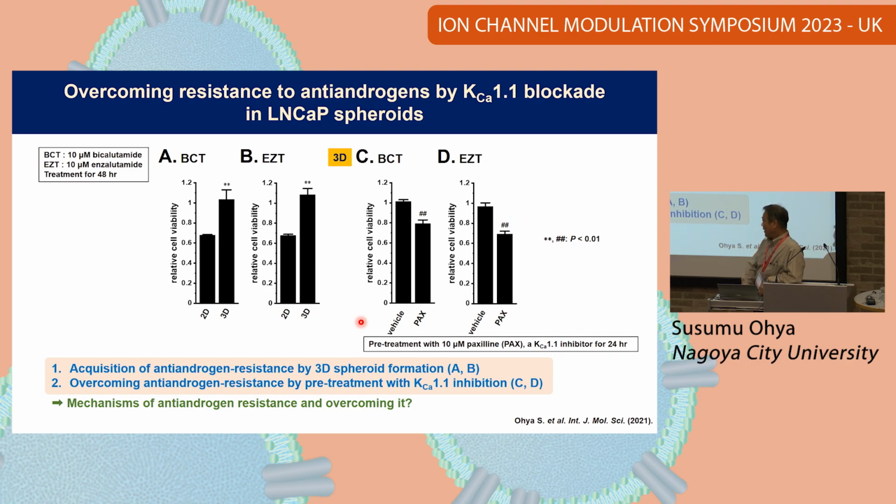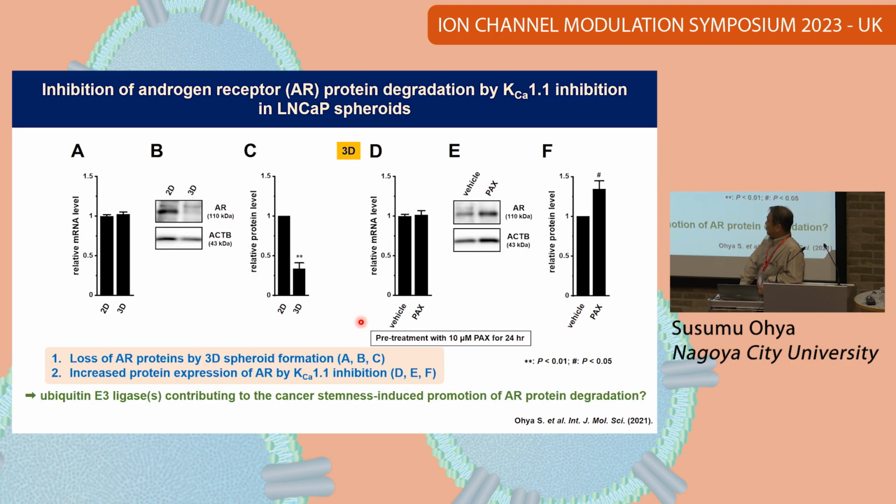So we determined the mechanism of anti-androgen resistance and overcoming it. As you can see, the androgen receptor expression level is markedly decreased by the 3D spheroid formation, without changing the mRNA level. And pretreatment with paxilline increased the AR protein levels, without changing the mRNA levels. So we determined the ubiquitin E3 ligase contributing to the cancer stemness-induced promotion of AR protein degradation.